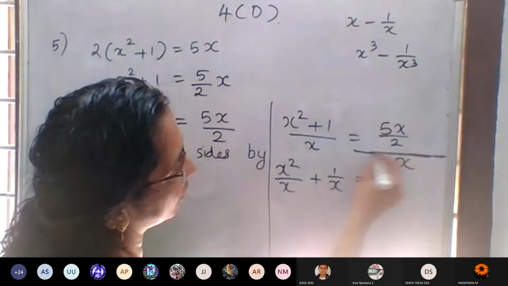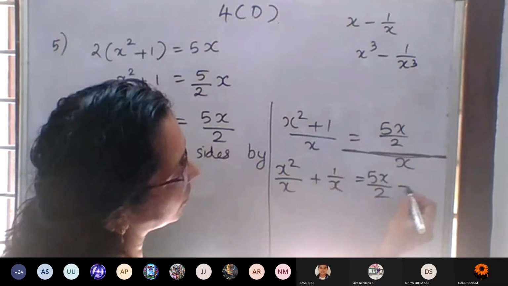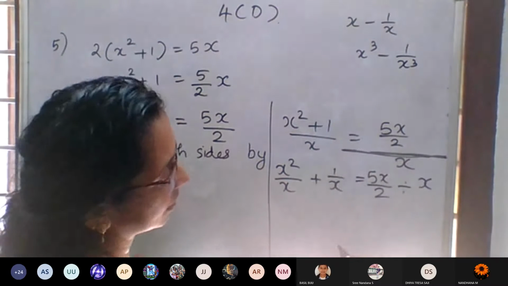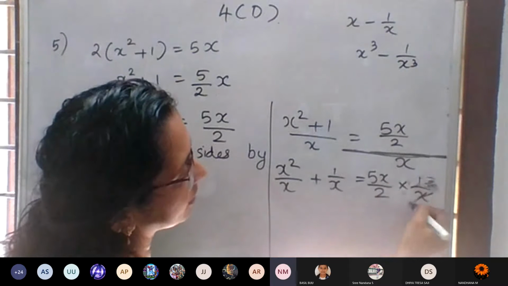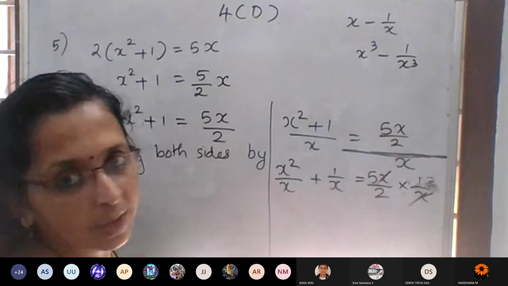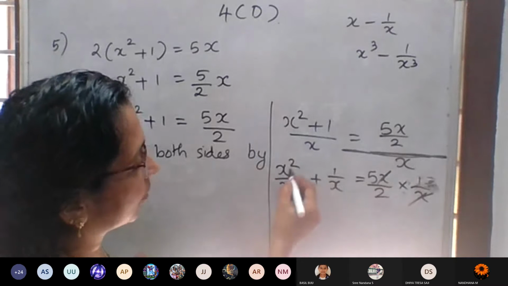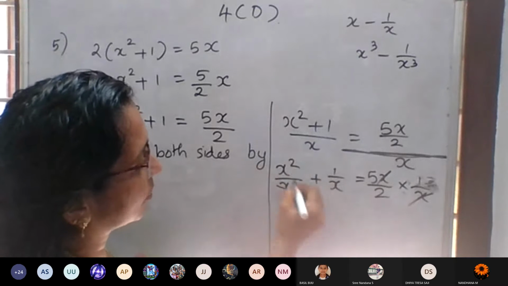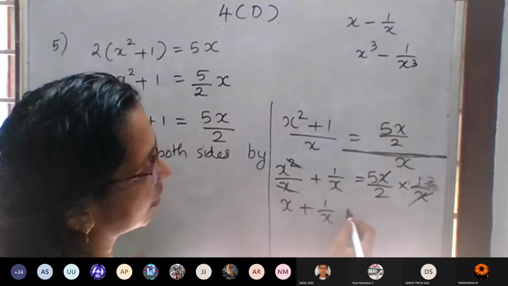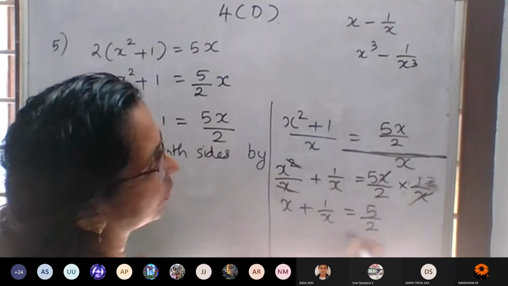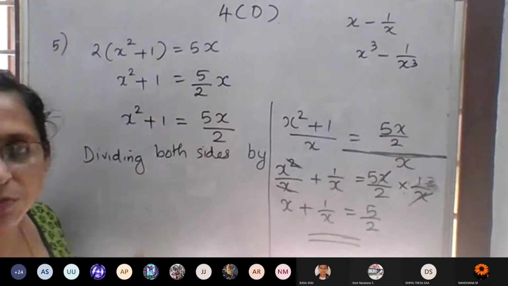That division will become what? Division symbol, divided by x. That division x will become into 1 by x. So x we can cancel. Here what happened? 1x and here also 1x we can cancel. X plus 1 by x is equal to 5 by 2 we got. X plus 1 by x is equal to 5 by 2.